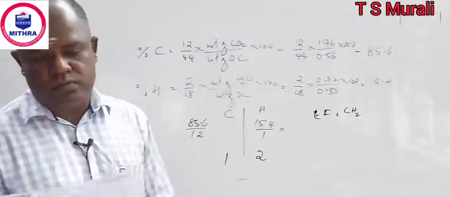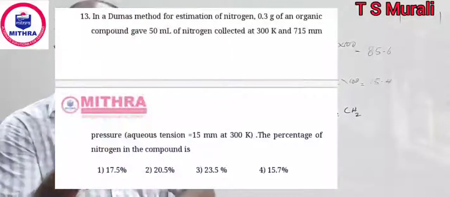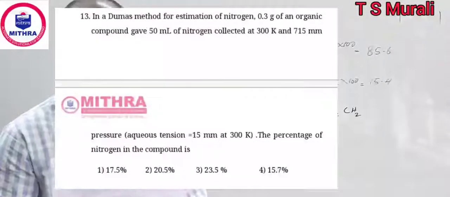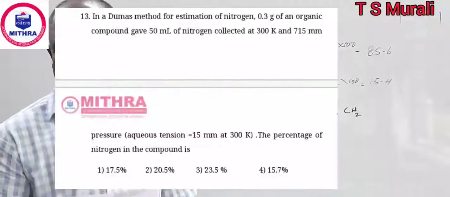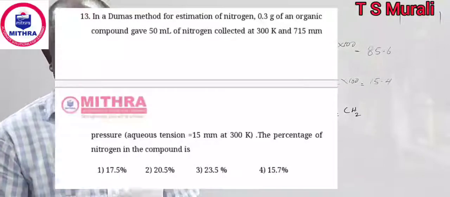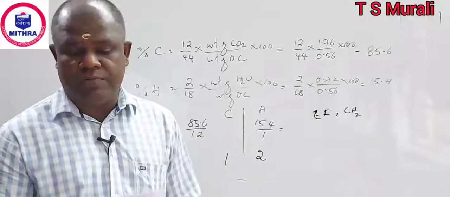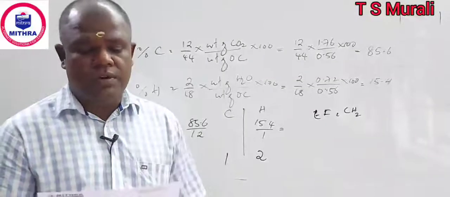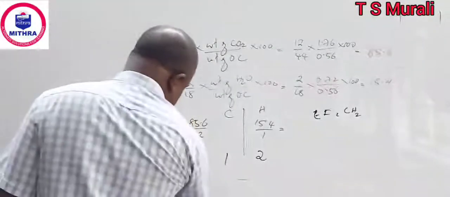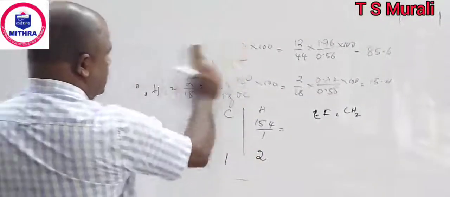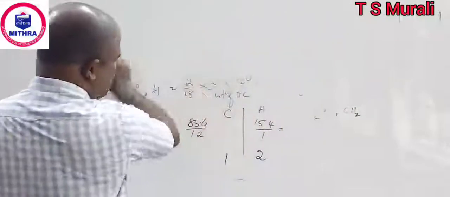Next, Dumas method. I told you nitrogen can be estimated by Dumas method and Kjeldahl's method. Dumas method, for the estimation of nitrogen: 0.3 gram of an organic compound gave 50 ml nitrogen collected at 300 Kelvin and 715 millimeter of mercury pressure. Aqueous tension is given. Find the percent of nitrogen. What is the formula in Dumas method? Listen.